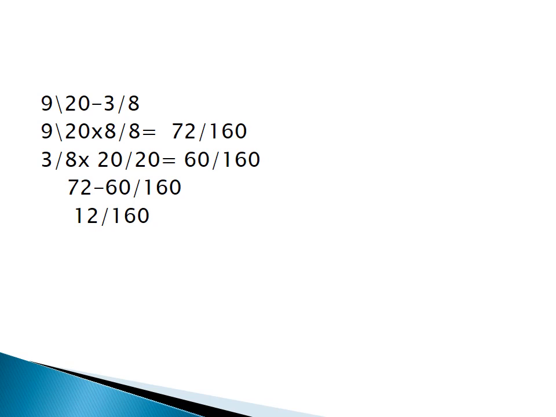Write down the second fraction, 3 by 8 multiply by the denominator of first fraction, that is 20. 20 3s are 60, 20 8s are 160. Okay, now instead of addition, now we have to subtract the numerators. Denominator neither we add nor subtract, we'll write it one time only. 160 you have to write one time only. Subtract the numerator. 72 minus 60, answer is 12. 2 minus 0, 2. 7 minus 6, 1.